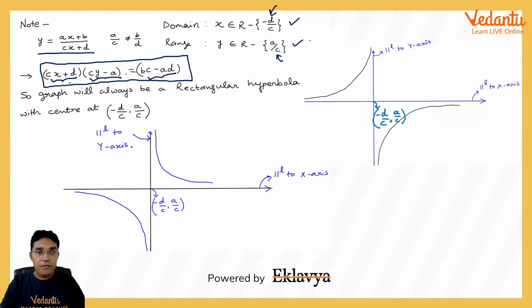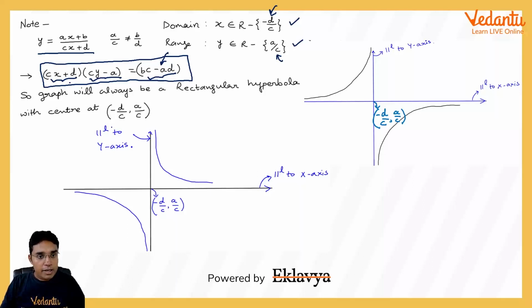That means we cannot have these two values of x and y. So understanding this fact, you will be able to write this directly, and you may remember that there is a BC minus AD on the right hand side, or you can do the calculation whenever it is needed.